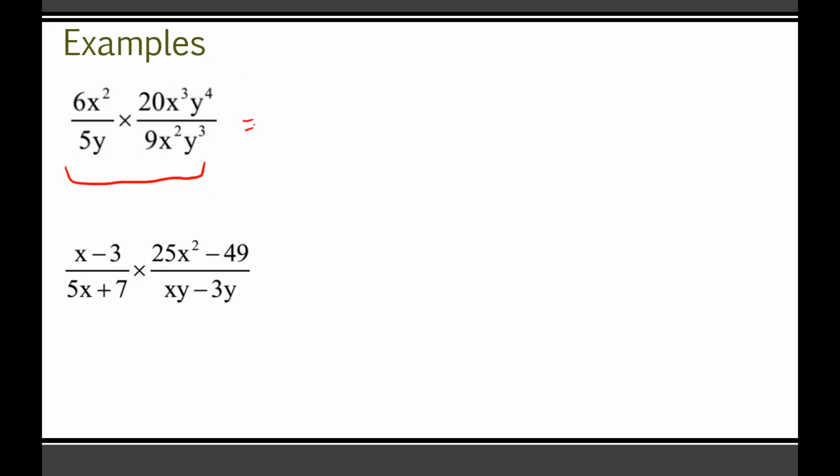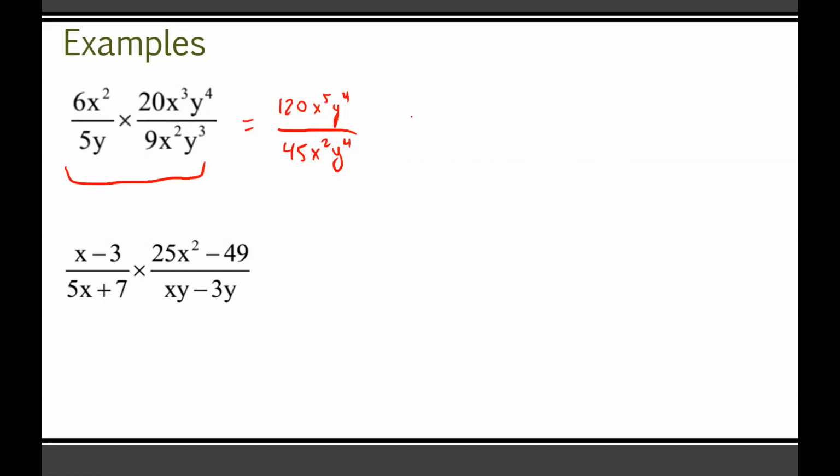Now, we could leave it quote unquote factored, but really there's nothing wrong with just saying, okay, 6 times 20, which is 120, and then x squared times x to the power of 3, which is x to the power of 5. And then we just have y to the power of 4. It's just going to chill there on its own. And then on the bottom, we have 5 times 9, that's 45. And then we have x squared, which is just going to chill on its own. And then we have y times y cubed, well, that's y to the 4.